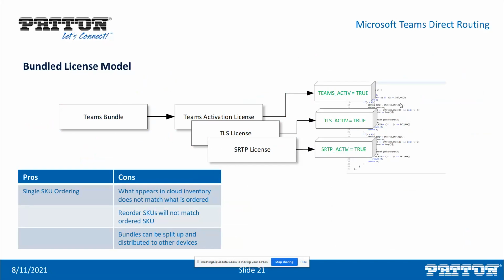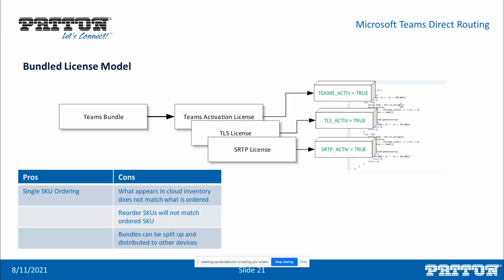All right, so on the screen right now is how we first started offering our MS Teams license or solution. Coincidentally, this is how the vast majority of our competitors do it as well. Originally, we start off by selling you a Teams bundle. What we ship you is the Teams activation license, the TLS license, the SRTP license. When I say ship, I believe it's email. You install those onto your unit and you're ready to go.